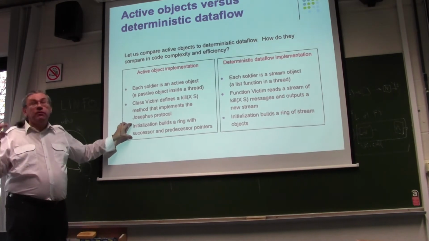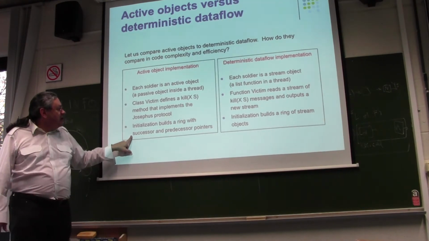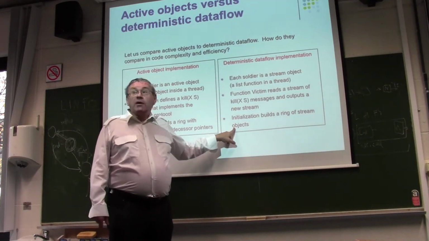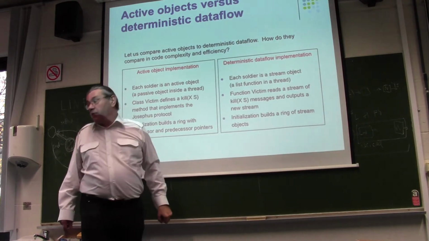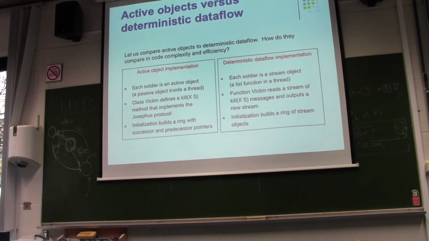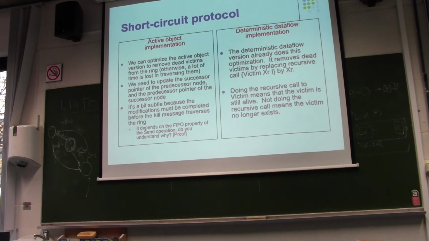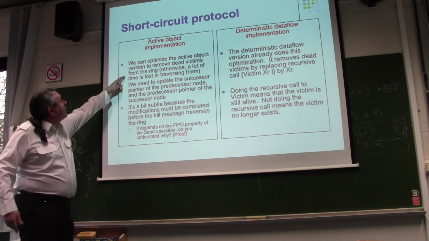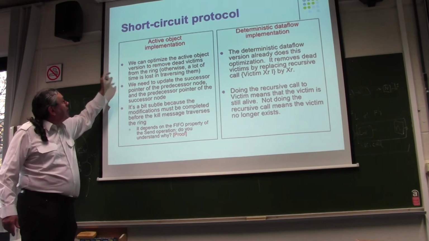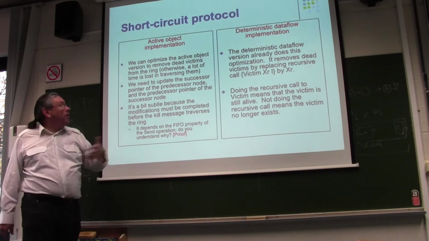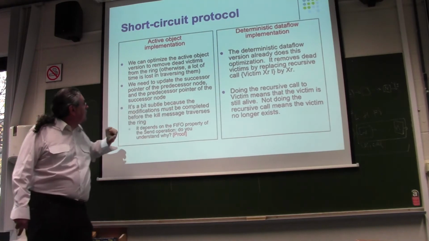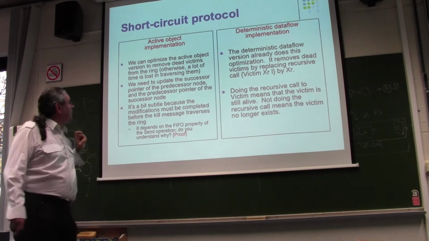And both of them have to build a ring. So you have an initialization with successor and predecessor. But here you just build a ring of stream objects connecting the streams together. Okay? And then we did this short circuit protocol. So let me explain that. In order to go fast, the active object implementation, we can optimize it to remove the dead victims from the ring, because otherwise you have to traverse them all the time. The idea is you have to update the successor pointer of the predecessor and the predecessor pointer of the successor.